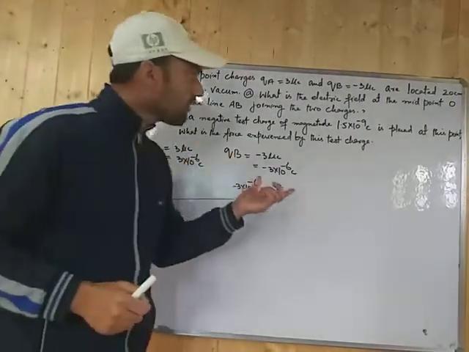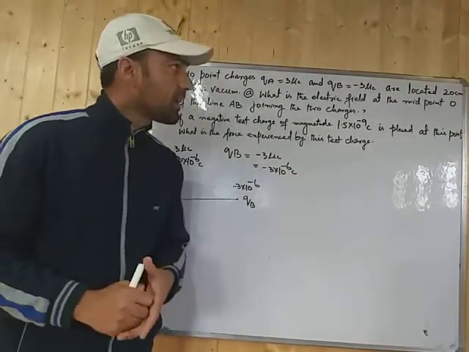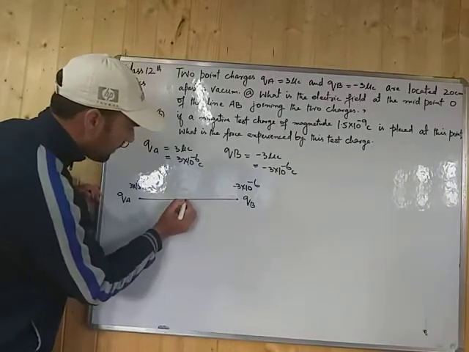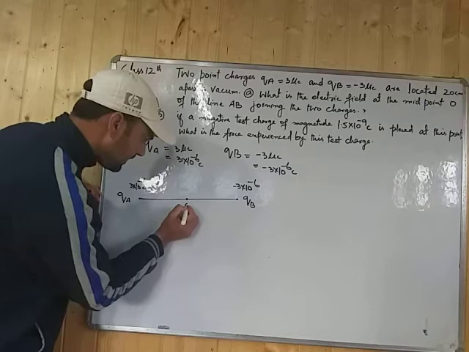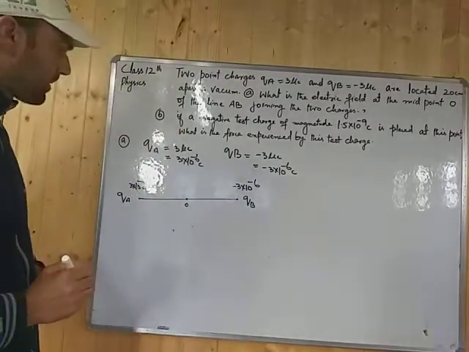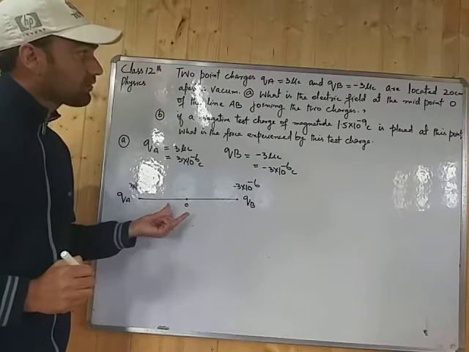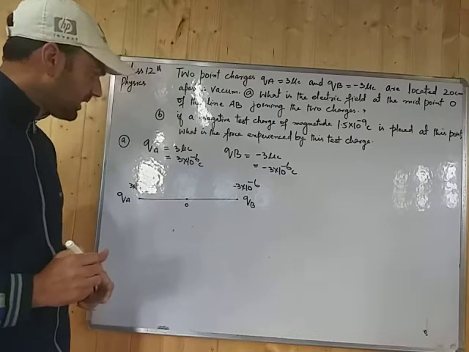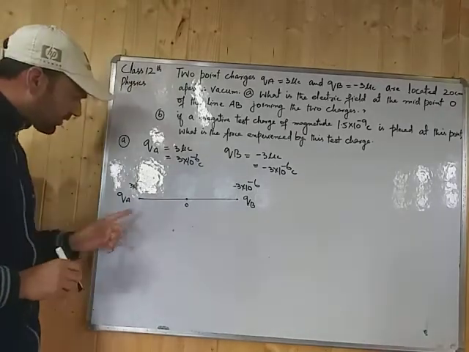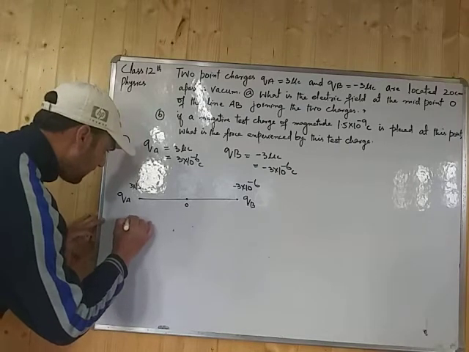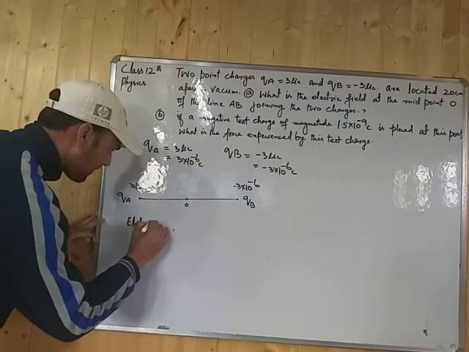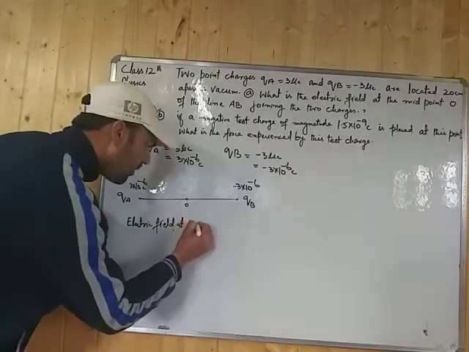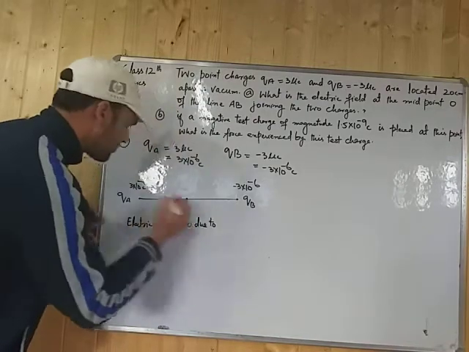But we have to calculate the electric field, at the midpoint of the line joining the two charges. So this is the midpoint of the two charges, and we represent it as O. Now at this point, we have to calculate the electric field due to both the charges. First of all, we will calculate the electric field at O due to QA.